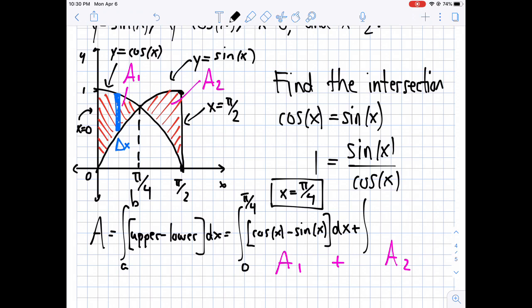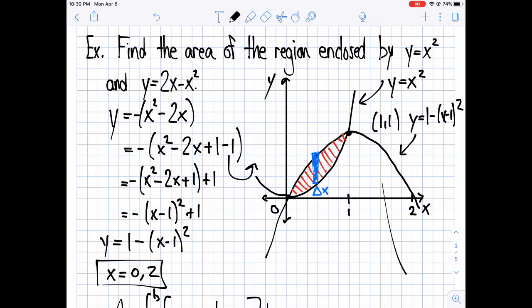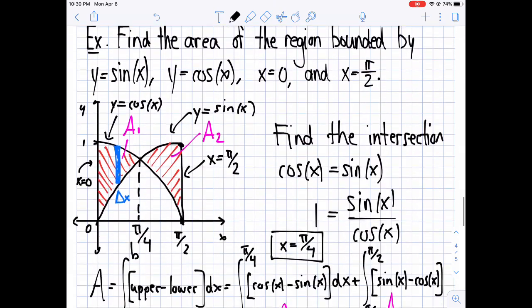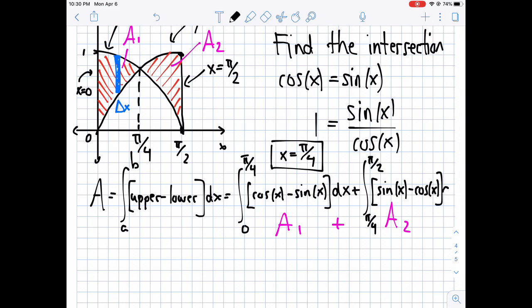We know that we're going to start this second integral at pi over 4. They're starting right there. That's the smallest x value on the second interval. The largest x value will be pi over 2. We're going to do upper function minus lower function, but we know the upper and the lower function switched places, so now it's going to be sine x as the upper function minus cos x as the lower function. We again are going to integrate with respect to x.